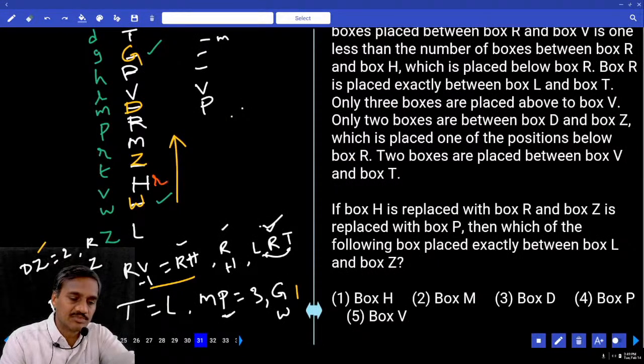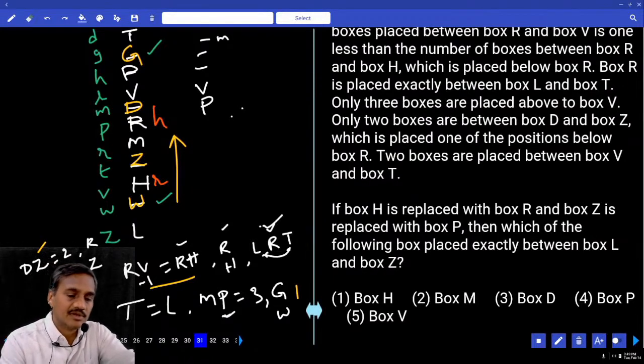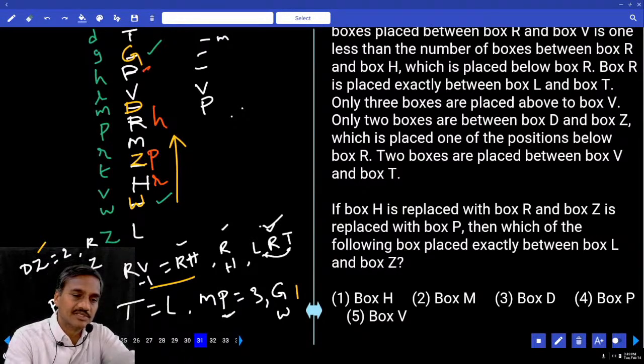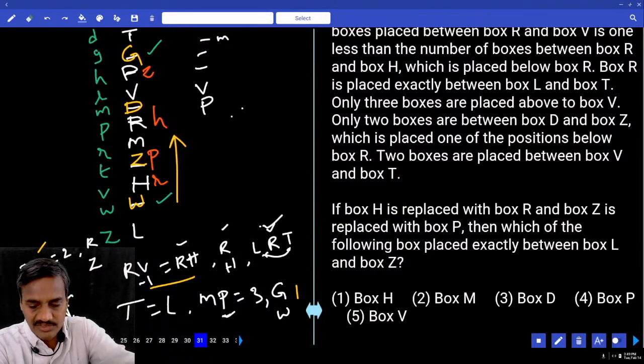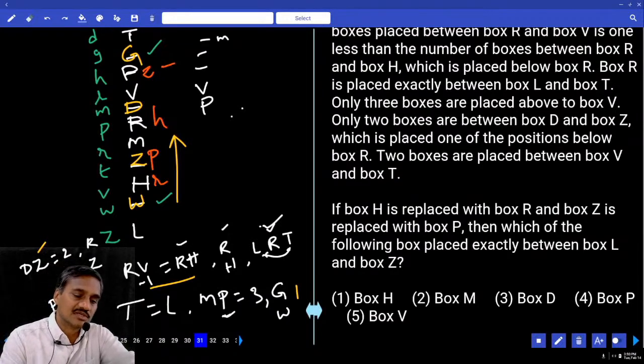R is coming to this place and H is going to this place. H and R. Z and P. Now Z and P is here and Z is here. P and Z interchange their places. Then which are the following places exactly between L and Z? మా L కి Z కి మధ్యలో exactly between ఉన్నది ఏం చెప్పండి? L and Z. Z is here, L is here.